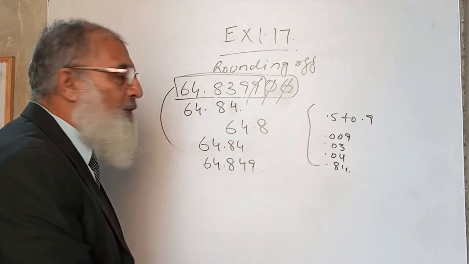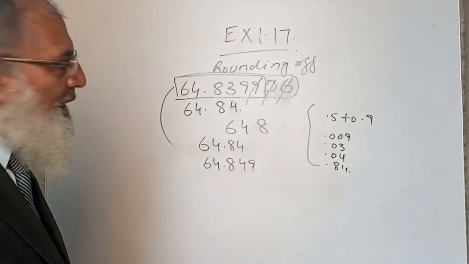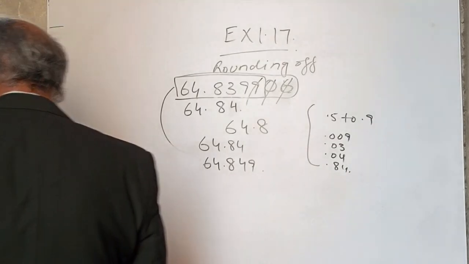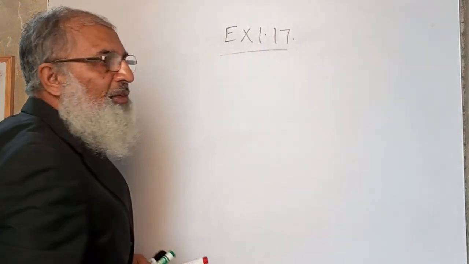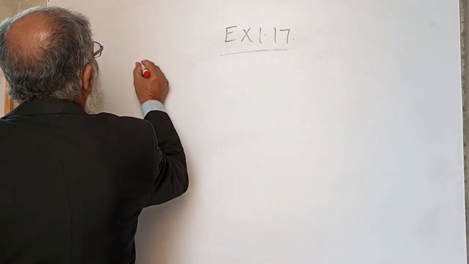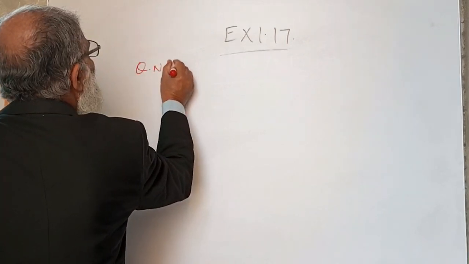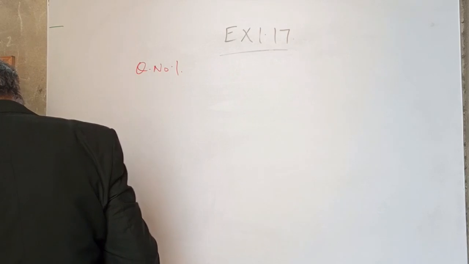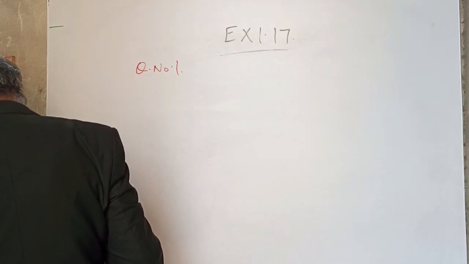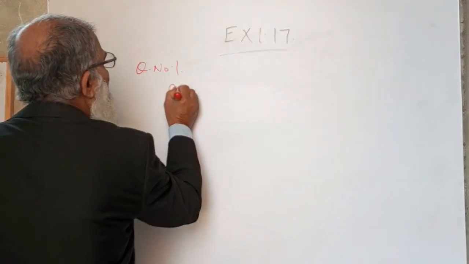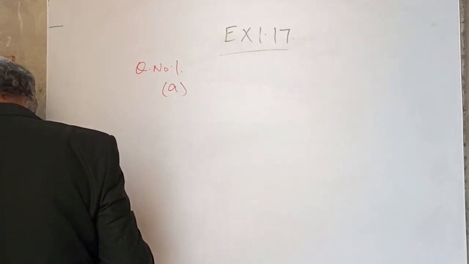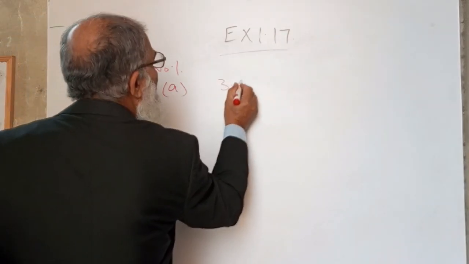So what we do here, we'll start with the exercise. Now exercise number 1.17, question number 1. And we have to round each number to two decimal places. Part A: 3.1.